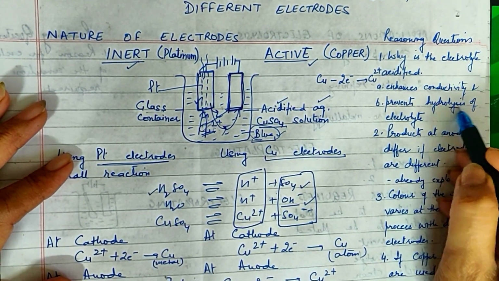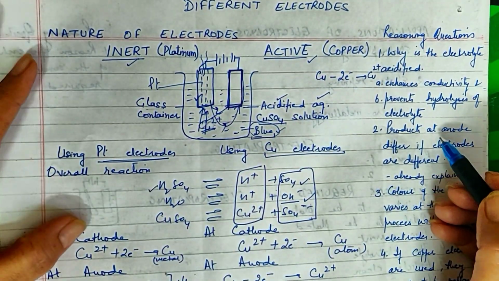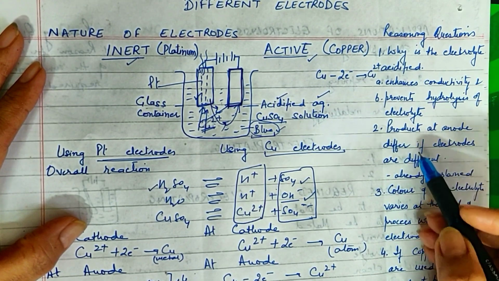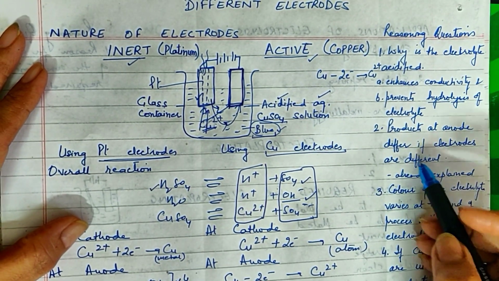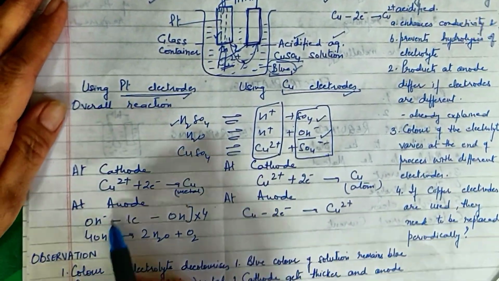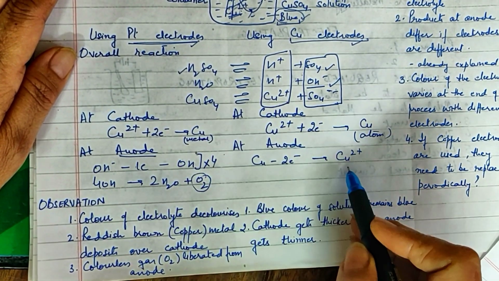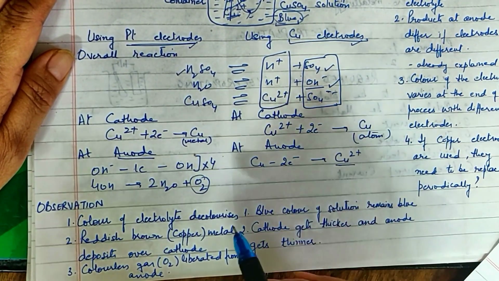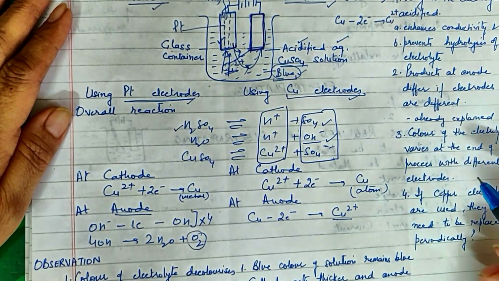Hydrolysis, you understand, is lysis in the presence of water. The electrolyte does not break in the presence of water because of the presence of H2SO4. Then, products at the anode differ if electrodes are different. That means if the electrodes are different, the final products we get at the anode are different. Here we are getting oxygen and here we are not getting anything, only copper is getting ionized. So they are different, I have already explained it to you.